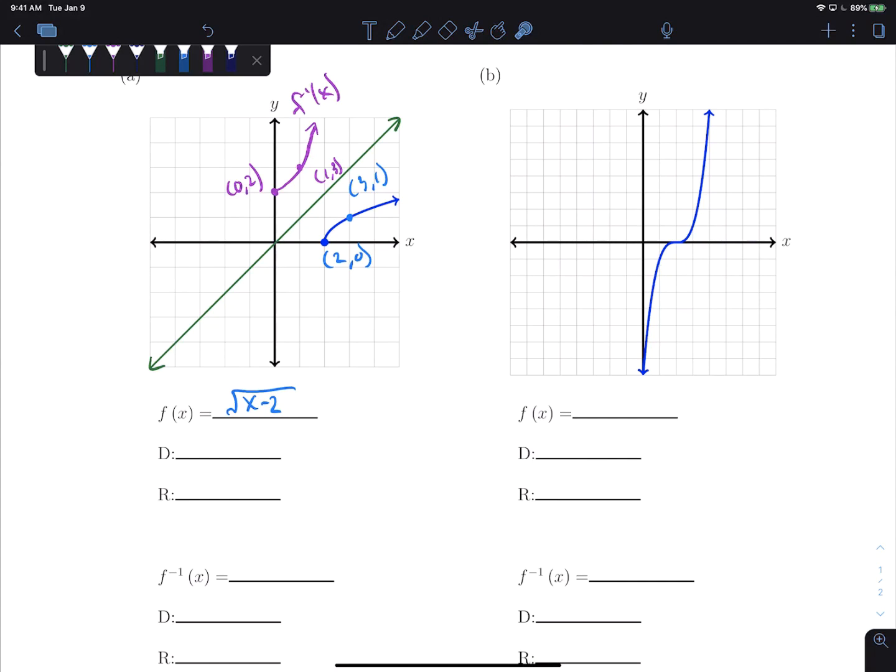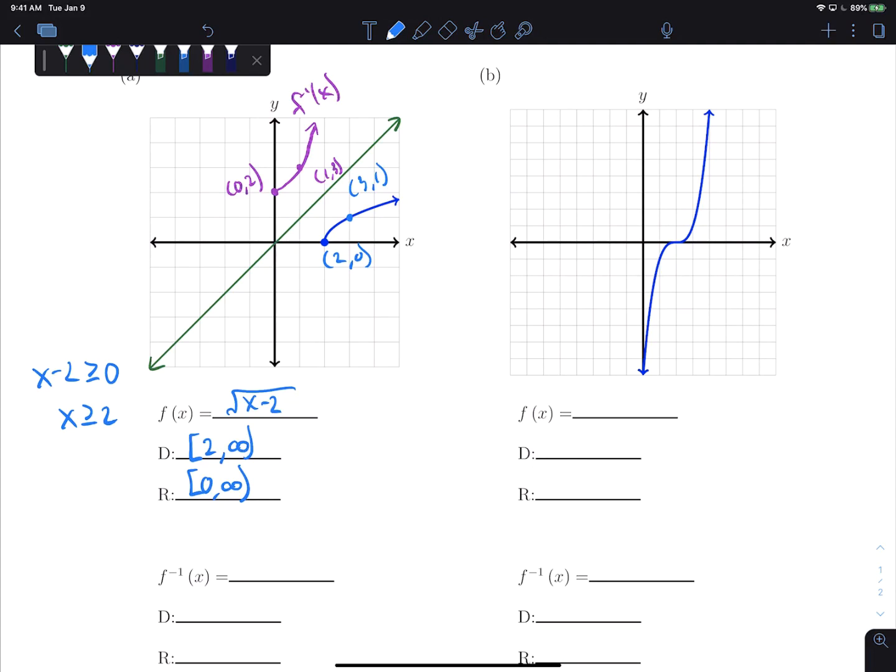Good deal. Now, notice that we can actually find the domain here pretty easily by saying that x minus 2 must be greater than or equal to 0. Add 2 to both sides means x has to be greater than or equal to 2. And in interval notation, that makes the domain 2 to infinity, including 2, excluding infinity. As for the range, notice we're starting at 0 and we're going up towards the right, so we're going up to infinity. So the range for this function is going to be 0 to infinity.